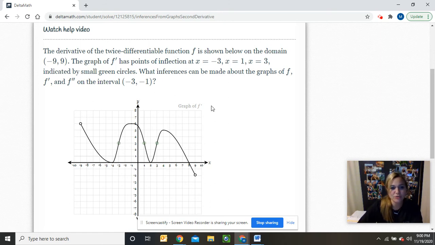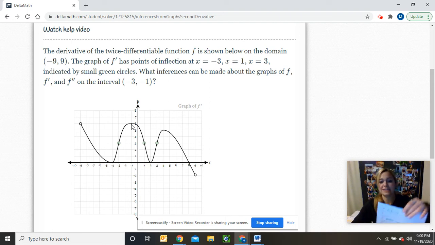So in this one, it says from -3 to -1. So from here to here. This is the graph of f prime. List all of the things you know about it. So is f prime from -3 to -1 positive or negative? Positive, above the x-axis. Is f prime increasing or decreasing from -3 to -1? Increasing. Is f prime concave up or concave down? Does it look like a smile or a frown? A frown, so sad, concave down.